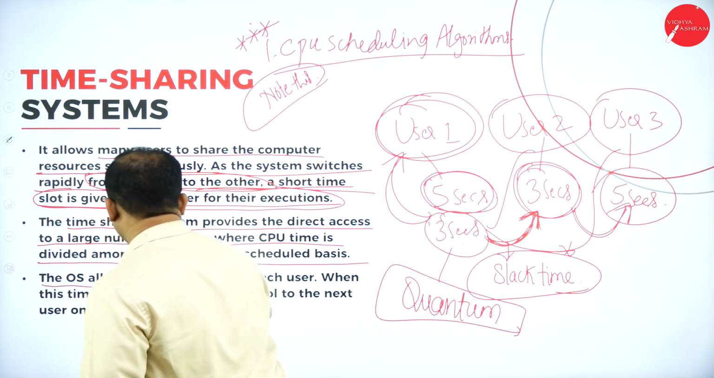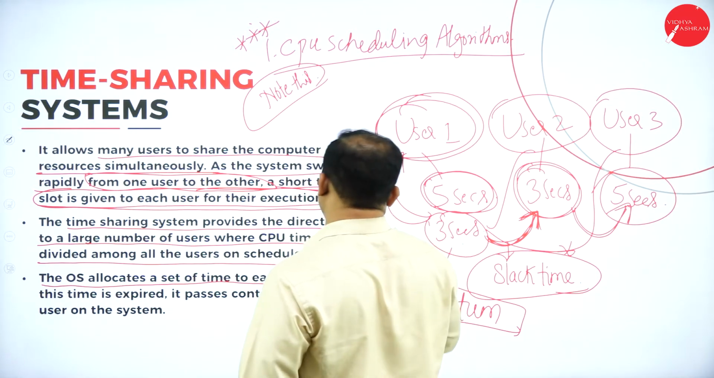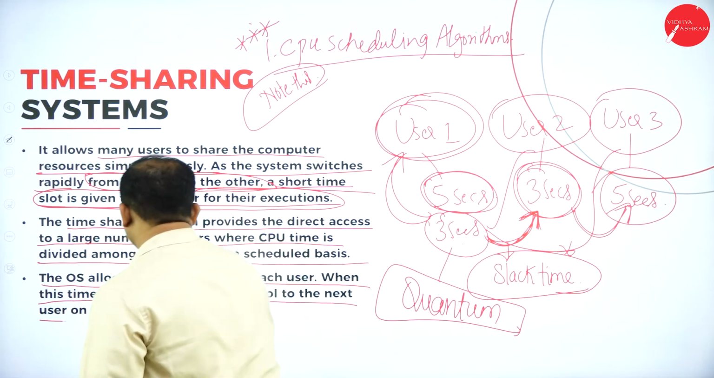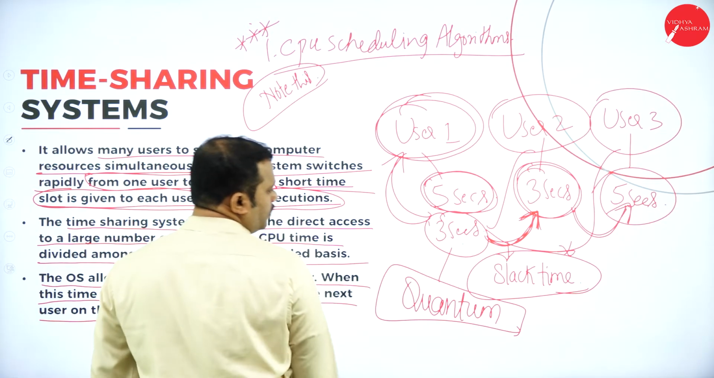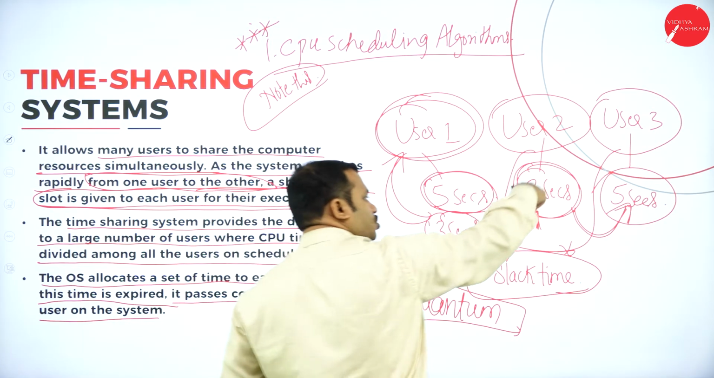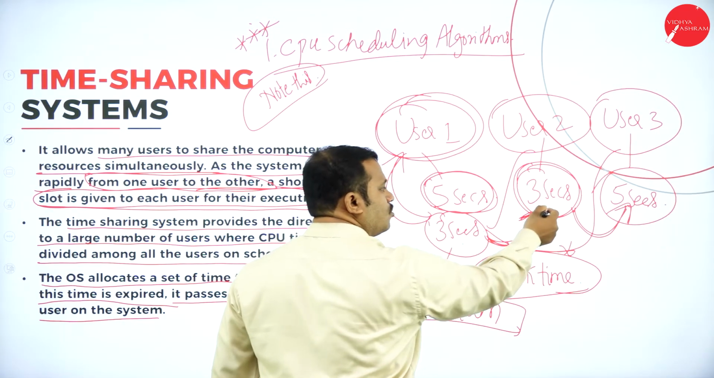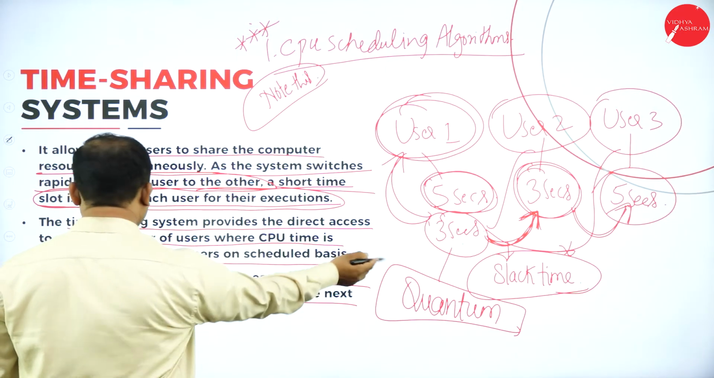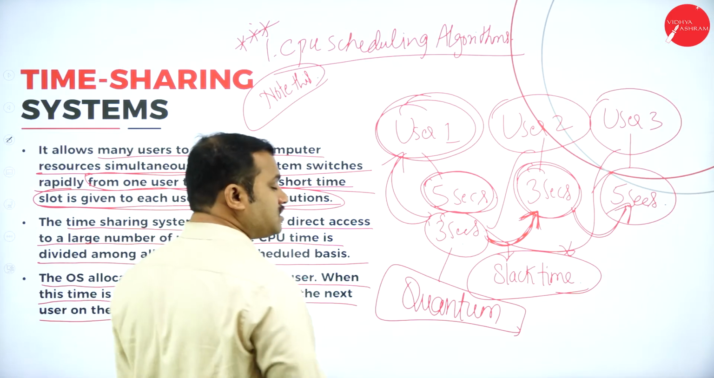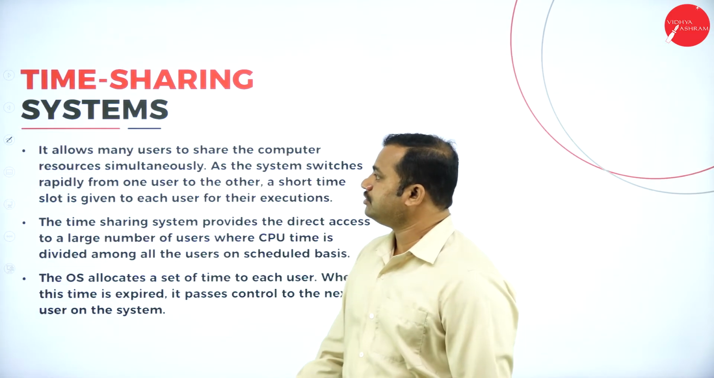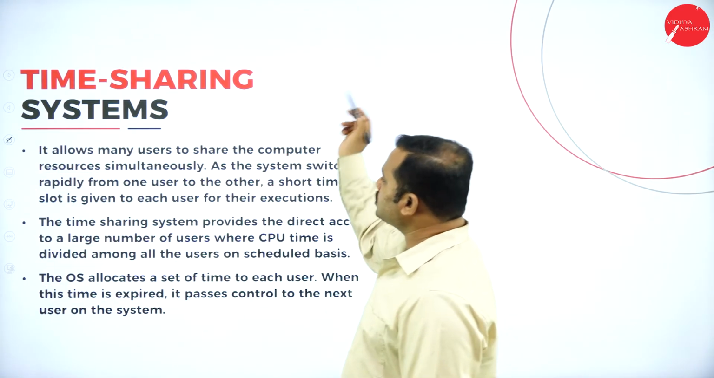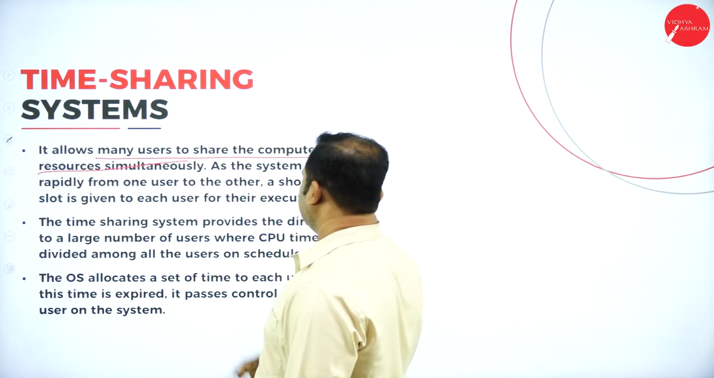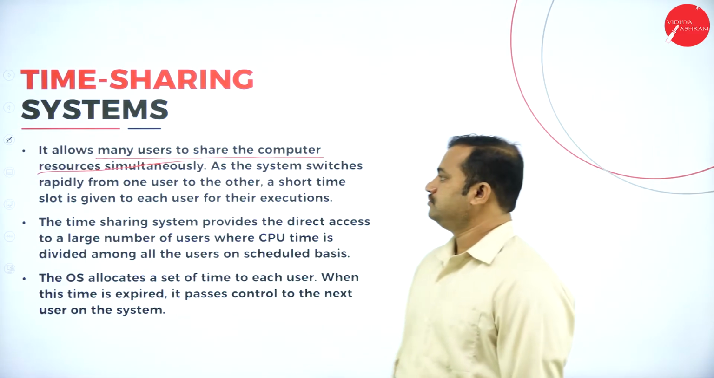The OS allocates a set of time to each user. When this time expires, it passes control to the next user on the system. The same thing, the time quantum. When 3 seconds is over, it switches over to the next user. Then when 3 seconds is over, it switches over to the next user. The same thing is explained here. It passes the control to the next user on the system. So let me take you into the next slide. That is, it allows many users to share the computer resources simultaneously. The same thing is explained here.